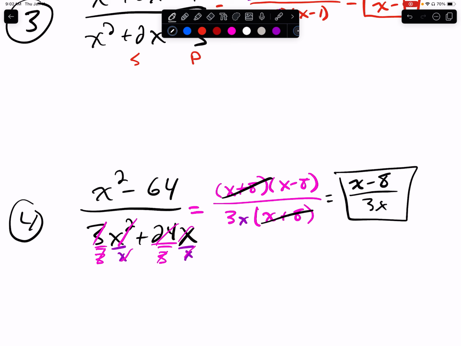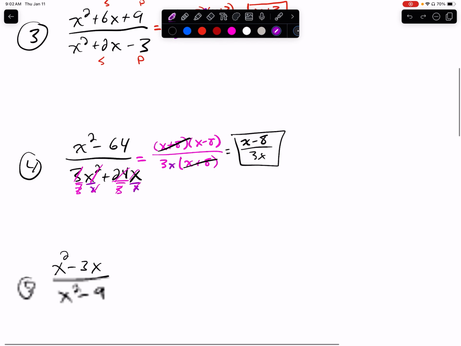So x minus 8 divided by 3x. Be careful here. You can't cross off those x's, you can't get rid of this and that, because this is a binomial. This is a whole number together, and this is 3 times that number. So we've got to be careful with going too far when we're simplifying these rationals.